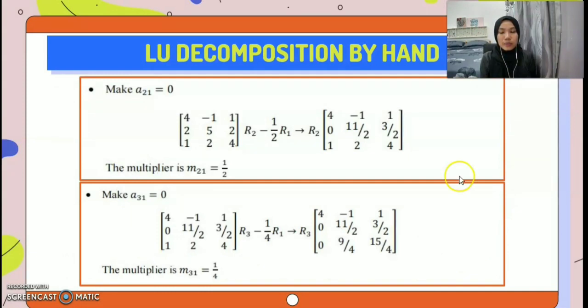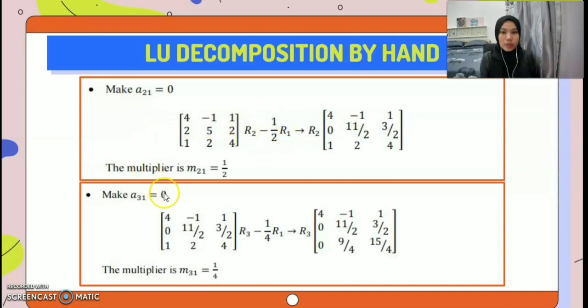Next, we need to perform the elementary row operation, which is we need to make A21 and A31 equal to 0. To perform the elementary row operation for row 2, we need to do row 2 minus 1 over 2 row 1, and we will get the new row 2. In the new row 2, A21 will be equal to 0, and the multiplier M21 is 1 over 2.